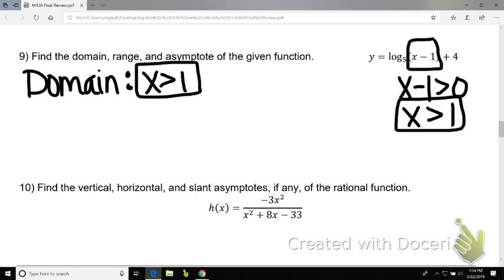So for the domain of a log, always take whatever's in parentheses, set that to be greater than 0, and then just solve that inequality. Should be a pretty easy one every time.